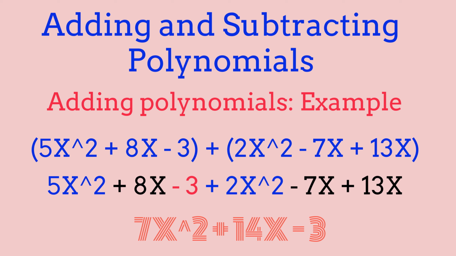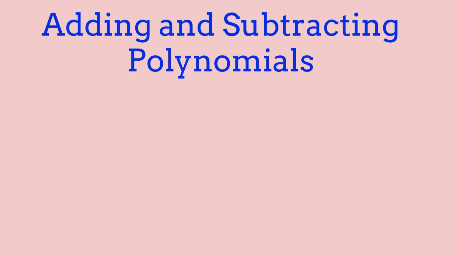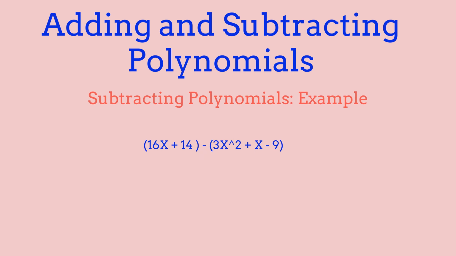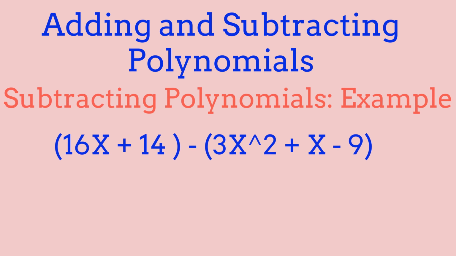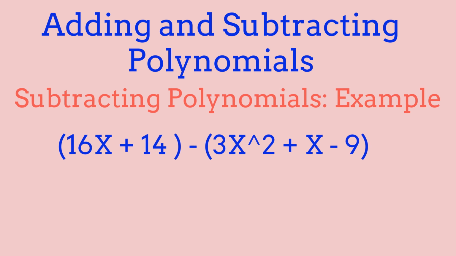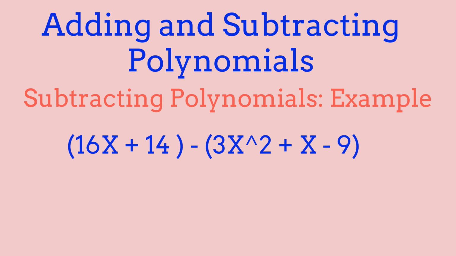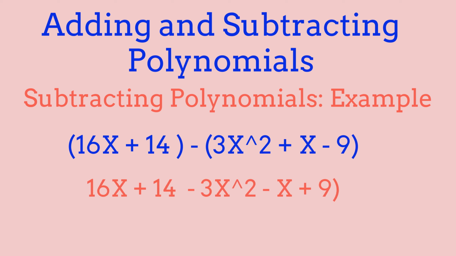So in this way, we can make our addition and subtraction for our polynomials way easier. So now for the same thing, but now we're going to be subtracting our polynomials. So here, let's open up our bracket again, and let's do 16x plus 14, close the bracket off, minus, open the bracket again, 3x squared plus x minus 9, and close the bracket. So what we first have to do is remove the brackets, so we just remove them. Now our equation looks like this: 16x plus 14 minus 3x squared plus x plus 9.